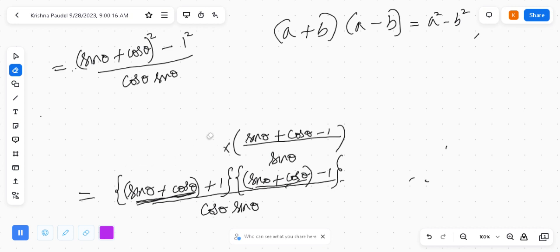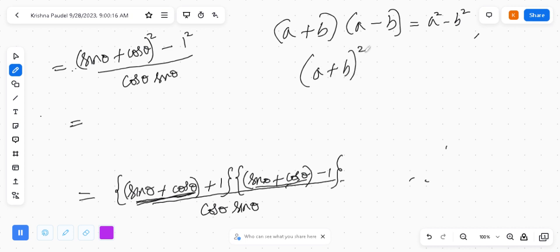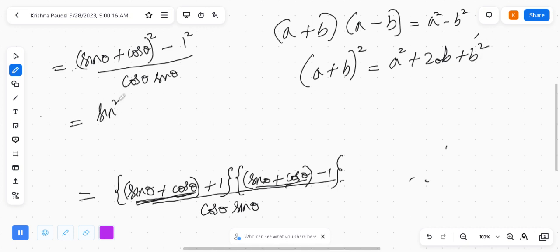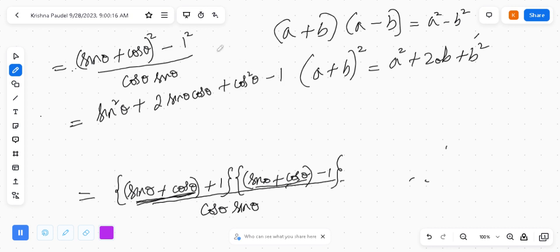Okay, so after this, what we can do is, now sine theta plus cos theta is just like a plus b, we can't add, and the square is there. When you can't add and the square is there, the only way to open the bracket is to use another identity, which is a square plus 2ab plus b square. So let's use that. It will be a square plus 2ab plus b square, and this 1 square is 1, divided by cos theta into sine theta.